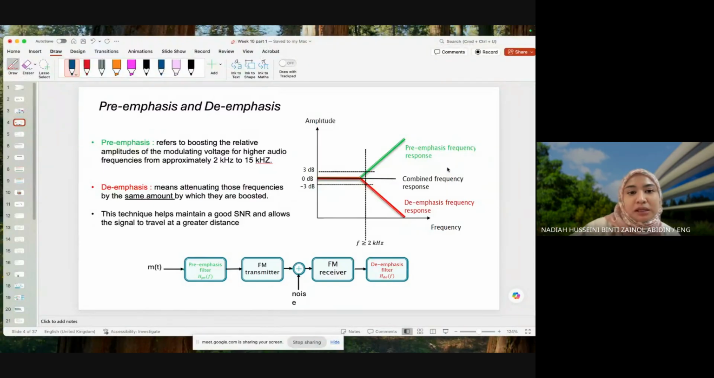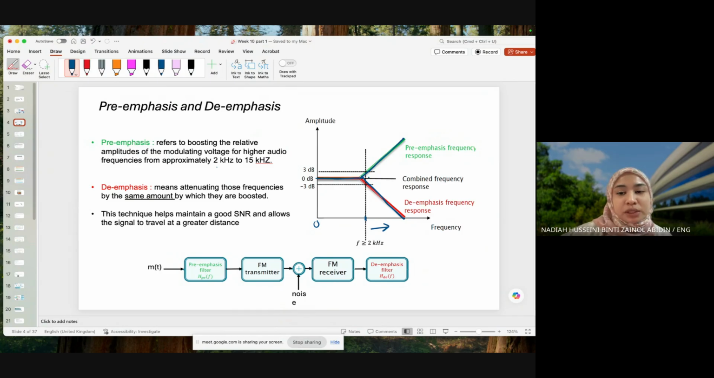This refers to boosting the relative amplitudes of the modulating voltage for higher audio frequencies, from 2 to 15 kilohertz. So here we have our transfer function. From 0 to 2 kilohertz, nothing happens. 0 dB means you're not amplifying and you're not attenuating. But once you hit 2 kilohertz, the pre-emphasis will go up, which means it's going to amplify the range beyond 2 kilohertz. And then for the de-emphasis part, it will attenuate 2 kilohertz and beyond.